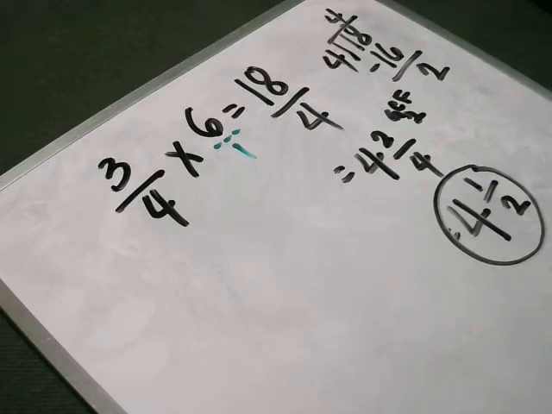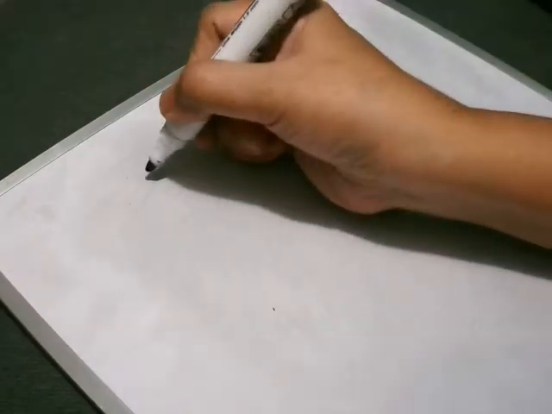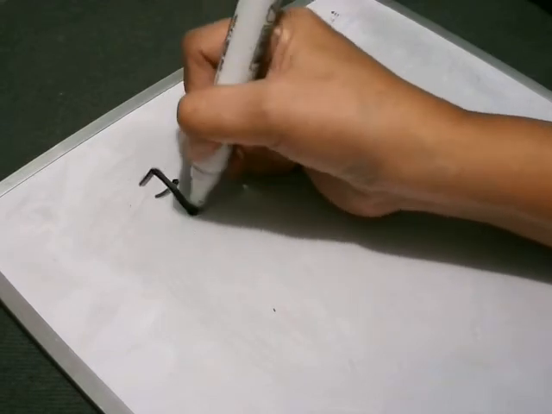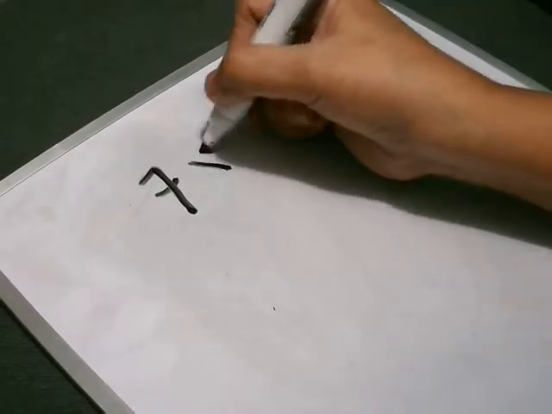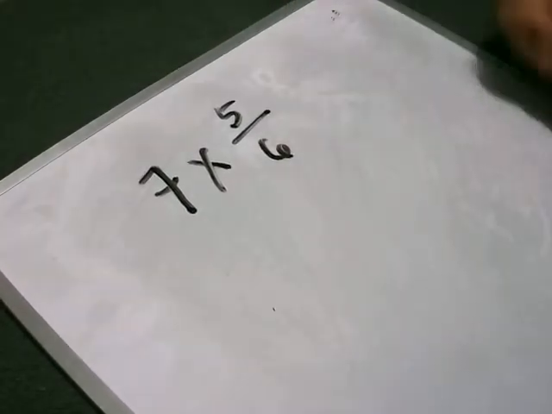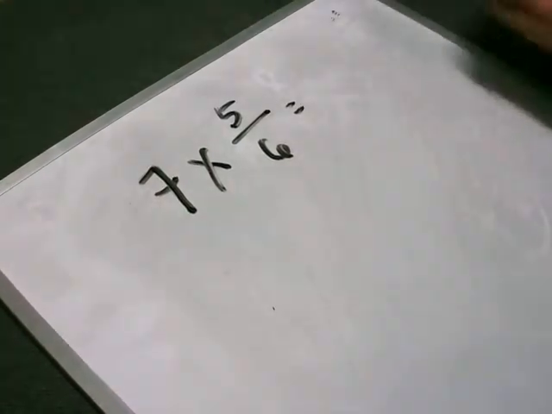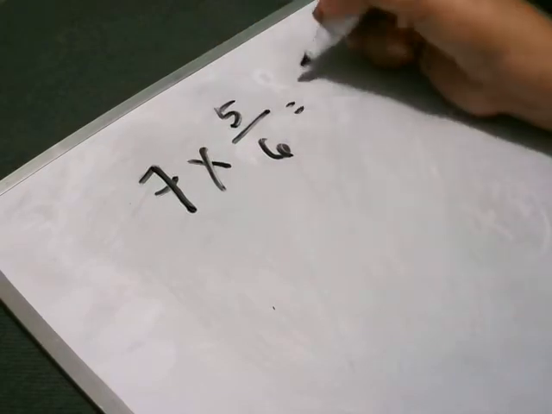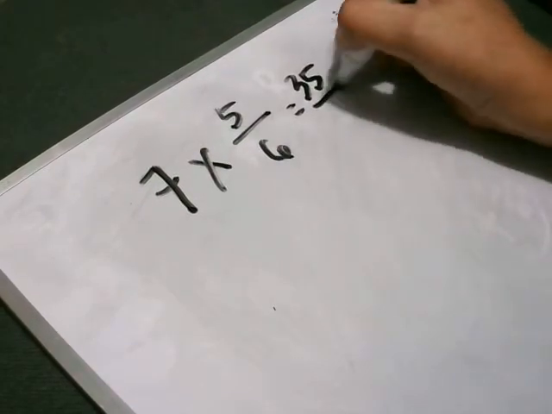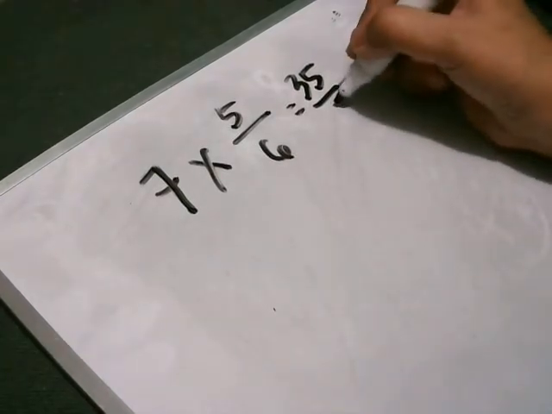Okay, another example. Let's say our example here starts with a whole number. Let's say the number is 7, times, let's say, 5/6. Okay, so whole number times the numerator again. Always remember that. 7 times 5 equals 35. And again, just copy the denominator of the fraction, which is 6.